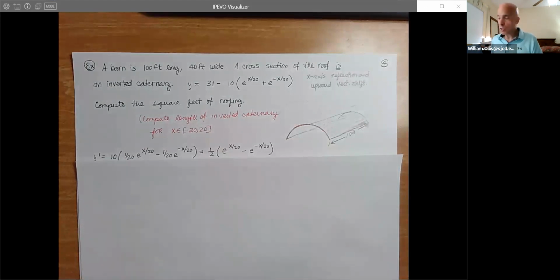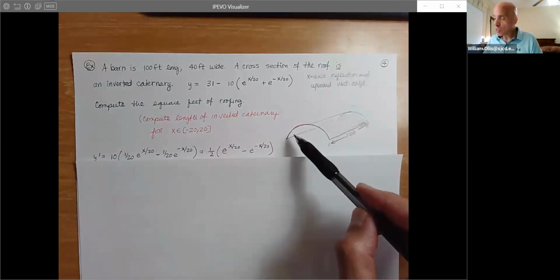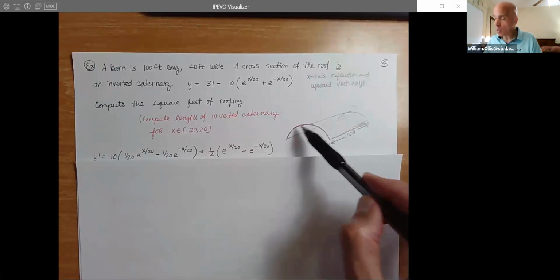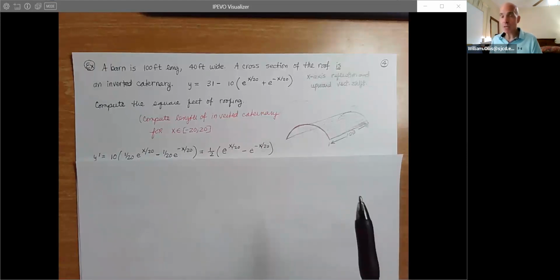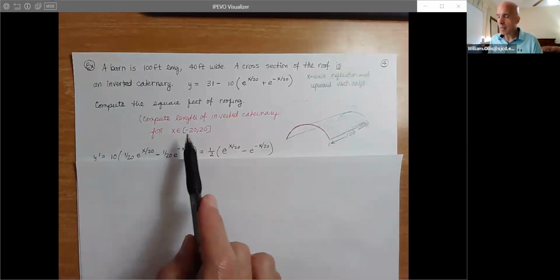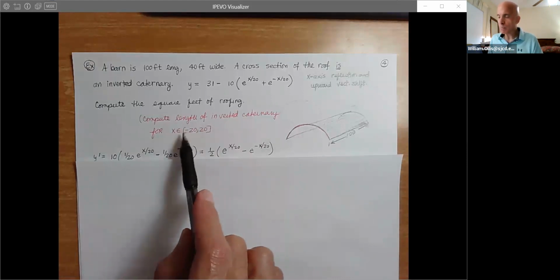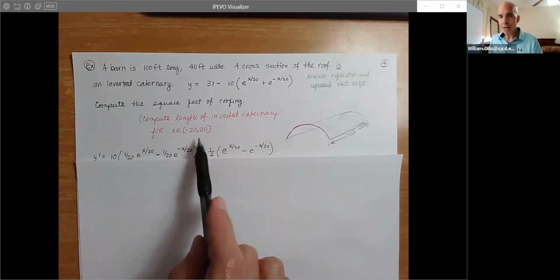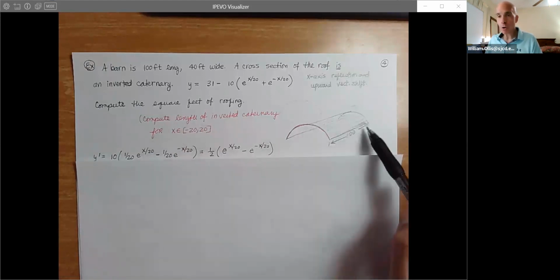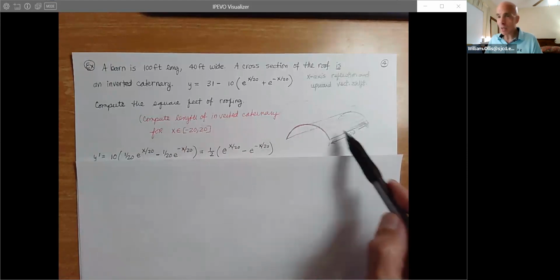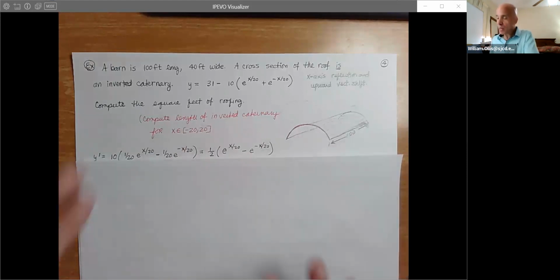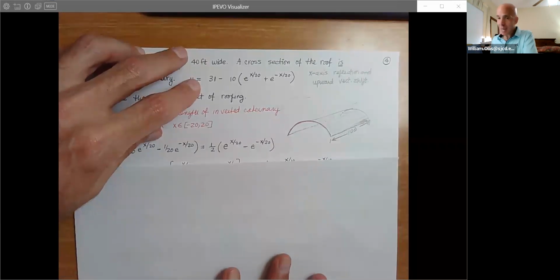Now, what we want to do in this particular case is find the area of the roof. So all we need to do is to compute the length here that I've marked out in red, and this is what the problem does. It gives you a nice interval of integration because the exact one is a little bit messy. So what they say is we want to compute the length of the inverted catenary and then multiply the result by 100 to get the area of the roof. So this is what I wanted to do for you, just to kind of summarize.